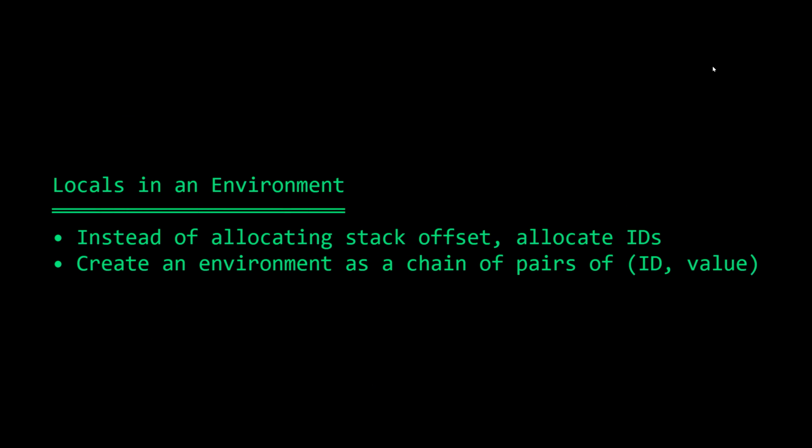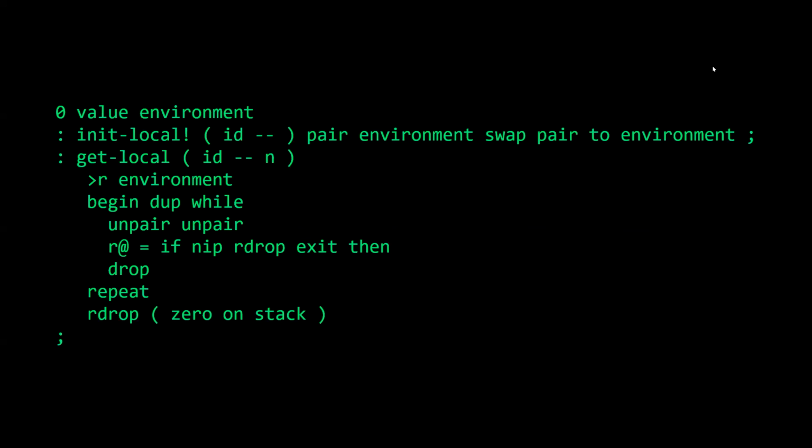So how are we going to deal with locals? Instead of allocating a stack offset, which is typically what you would do for locals allocation, I'm going to allocate an ID and create an environment that will consist of a chain of pairs of IDs and the values that they contain. It's not a particularly efficient representation, but it at least is straightforward to get right. And so what I do is I have a global that holds the current environment for whichever word is currently executing. This obviously isn't thread safe.